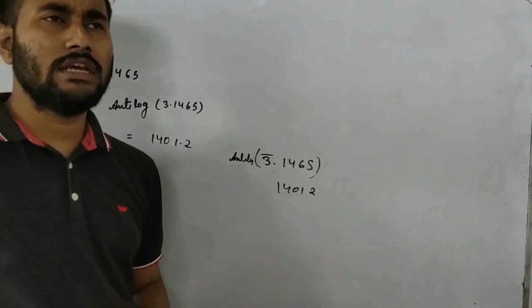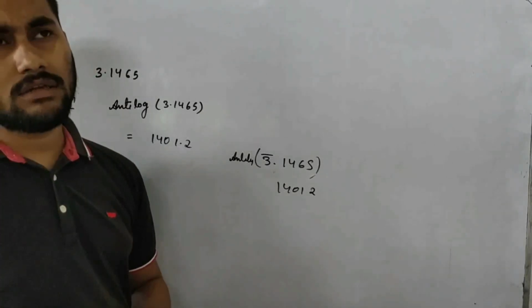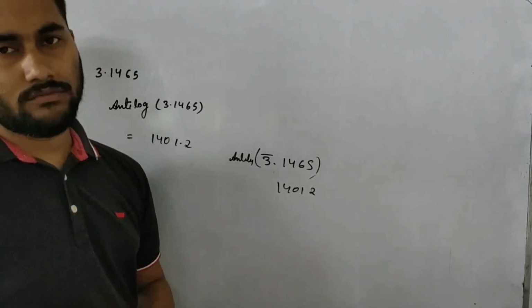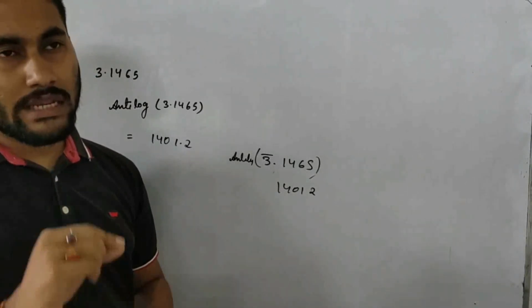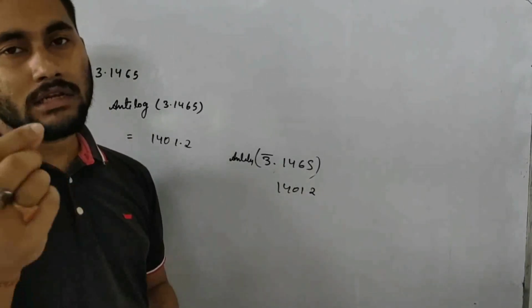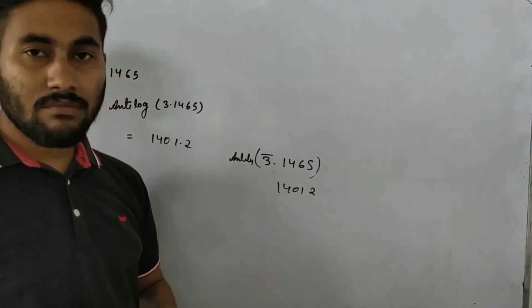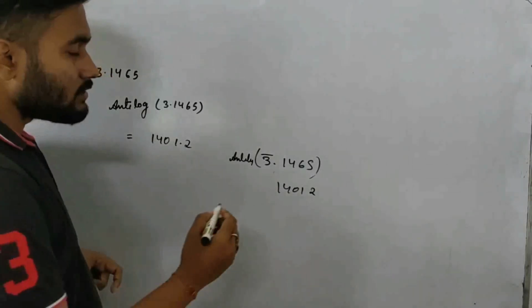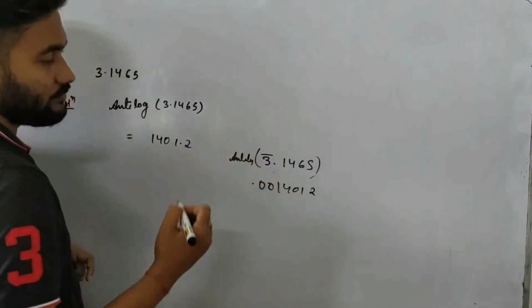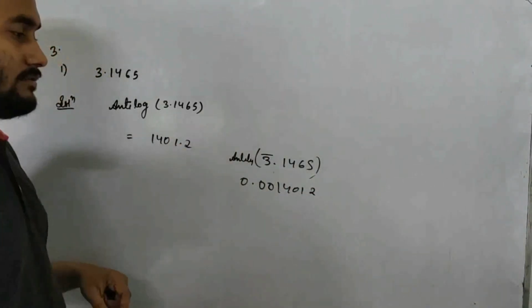So how many zeros will stay in 3 bar? When you write the answer 3 bar, if there are 2 zeros, then you will write minus of 2 plus 1, that is minus of 3. That means 3 bar. Okay. So there will be 2 zeros.